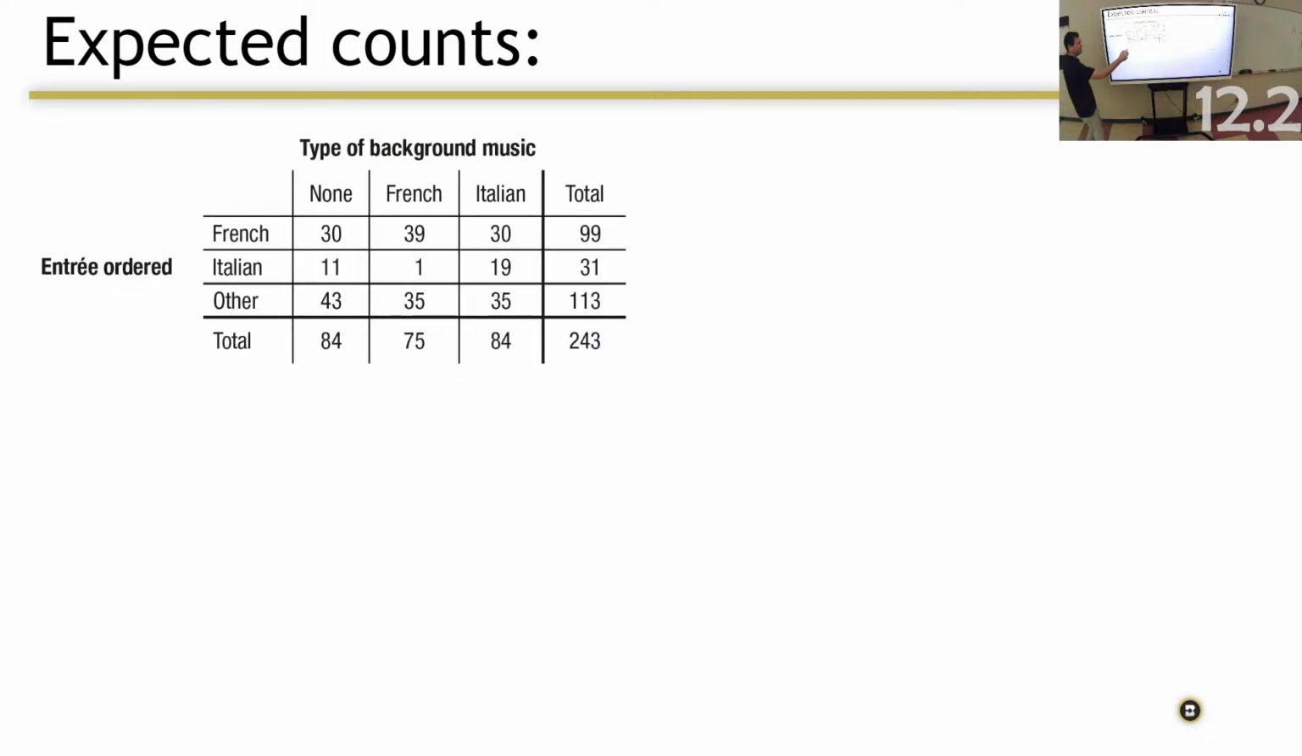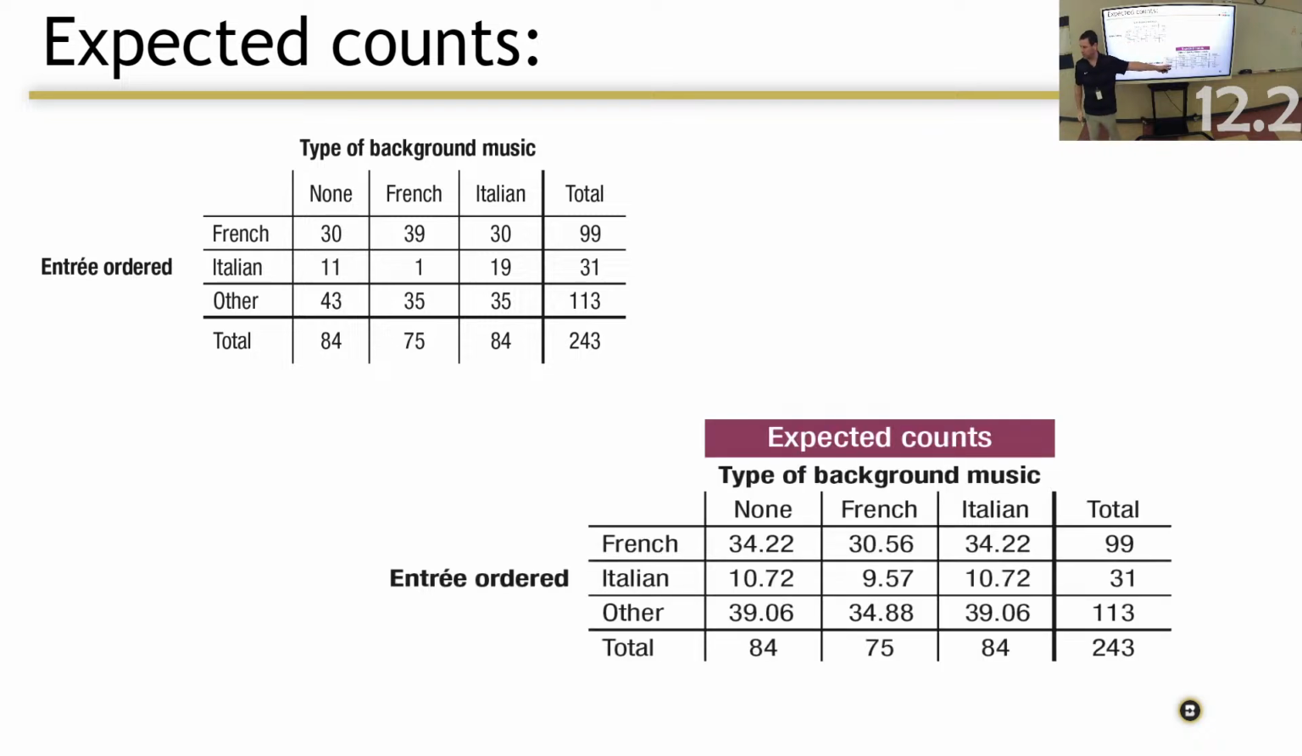So, again, these are my observed counts, and those are the expected counts. Expected counts can be decimals. We didn't talk about that with GOF, right? Observed counts will never be decimals.